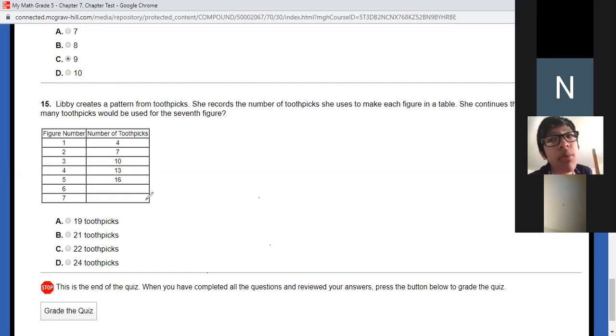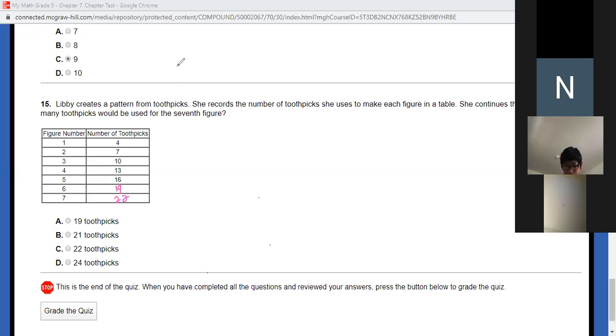You have to add 3. Yes. Good job, because 4 plus 3 is 7, plus 3 is 10, then 13, then 16. And then the next one will be 19 here. So then what's number 7, Natika? 22. Heck yeah, it is.